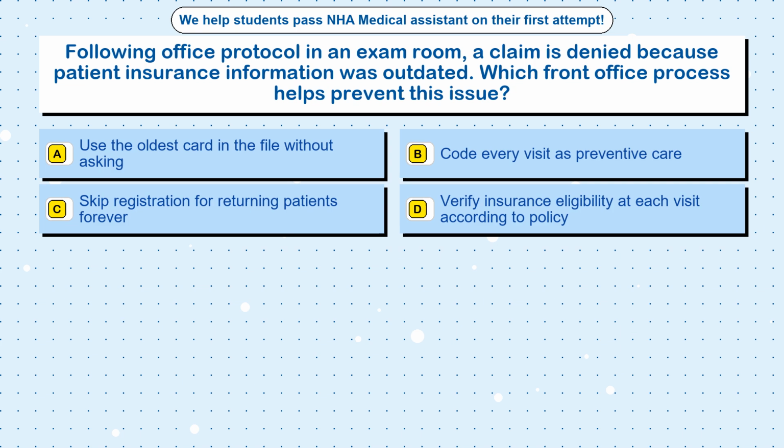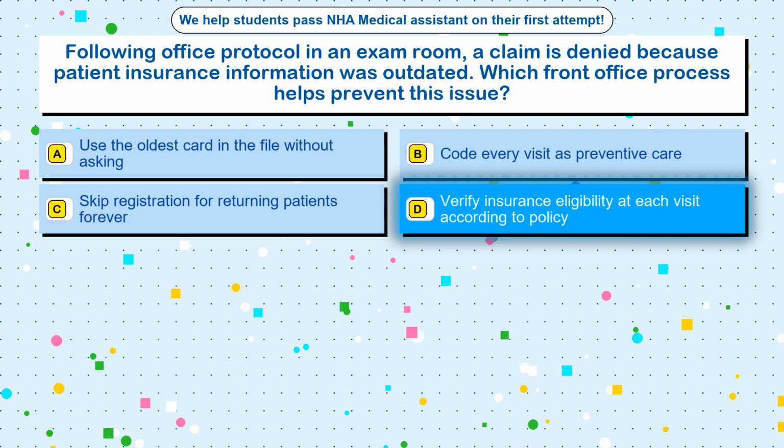Question 41. Following office protocol in an exam room, a claim is denied because patient insurance information was outdated. Which front office process helps prevent this issue? Option A. Use the oldest card in the file without asking. Option B. Code every visit as preventive care. Option C. Skip registration for returning patients forever. Option D. Verify insurance eligibility at each visit according to policy. The correct answer is option D.